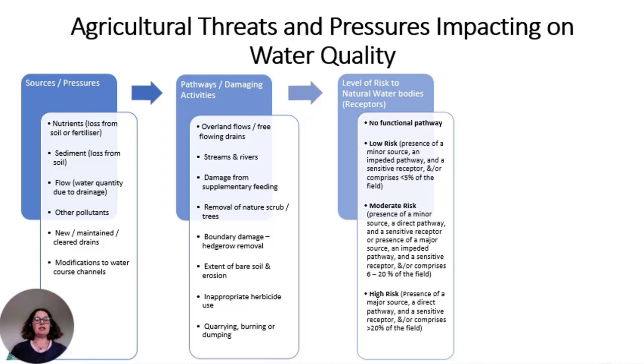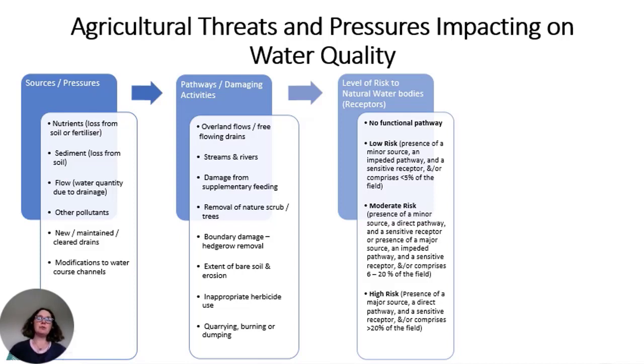So there are various levels of risk. The first one is no functional pathway, so therefore there is no risk perceived. And then after that, we've got three key levels of risk: low risk, moderate risk, and high risk. Low risk is typically where we've got the presence of a minor source, an impeded pathway and a sensitive receptor, but there's no major impact on the receiving receptor. In relation to some of our damaging activities, low risk damaging activities would be those that comprise less than 5% of the field.